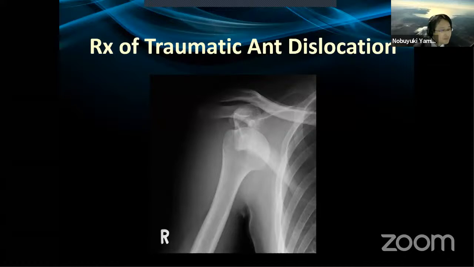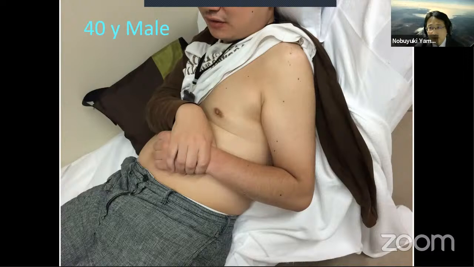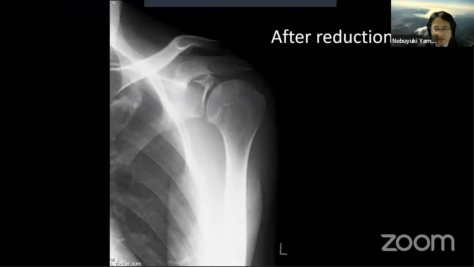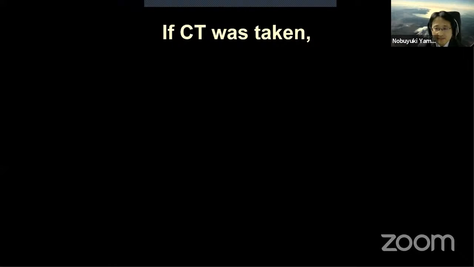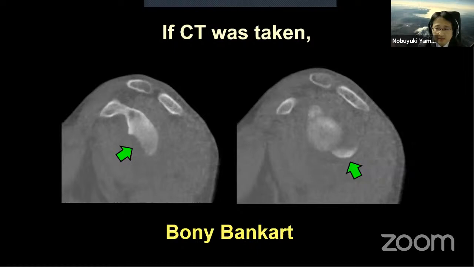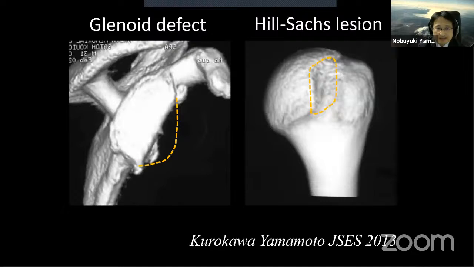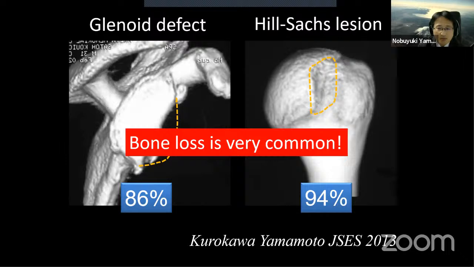So today I'd like to talk mainly about the treatment of traumatic anterior dislocation. Here is one case, a 40-year-old male. He fell down and had a shoulder dislocation. This is the X-ray after reduction. It looks intact. But if CT was taken, you can see the fragment. So this is a bony Bankart. Look at the X-ray again. You can see the fragment here. The incidence of the glenoid defect and the Hill-Sachs lesion is very high, 86% and 94% respectively. So bone loss is very common in patients with anterior instability.